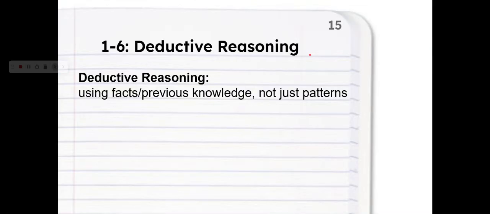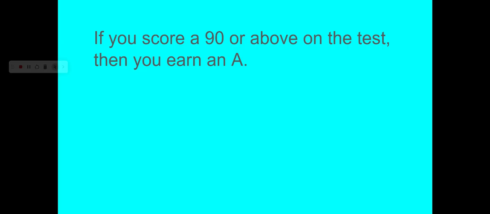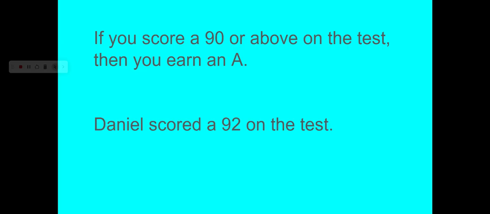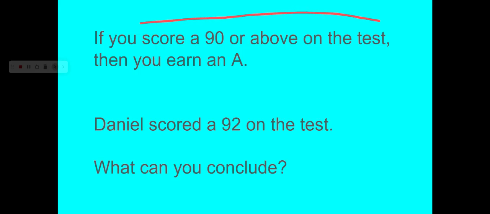Okay, so let's practice this concept. If you score 90 or above on a test, then you earn an A. And then I say Daniel scored a 92 on the test. What can we deduce? What can we conclude? What can we imply? So we're going to use our deductive reasoning. Hopefully you all came to the conclusion that Daniel scored an A on the test. A bad conclusion would be Daniel cheated, or Daniel scored a B, or Daniel skipped school, or anything like that, right? Deductive reasoning is only using this sentence and this sentence alone to help us.